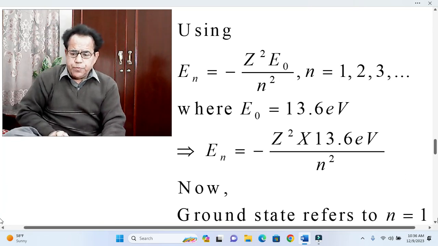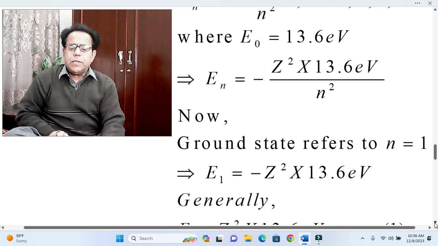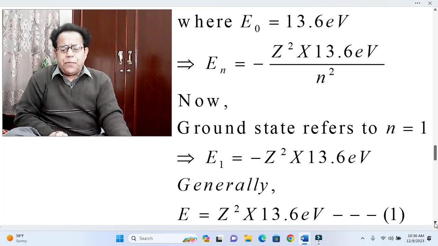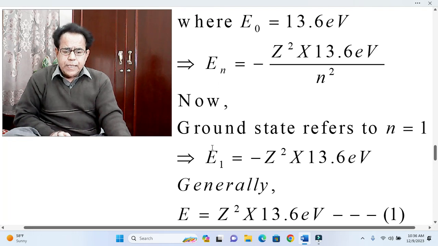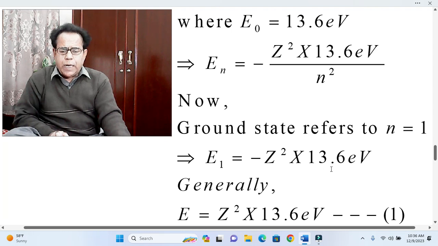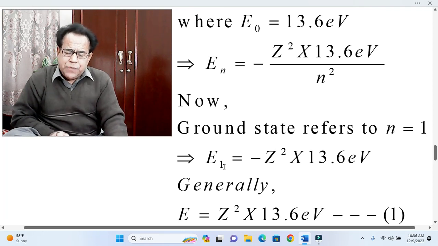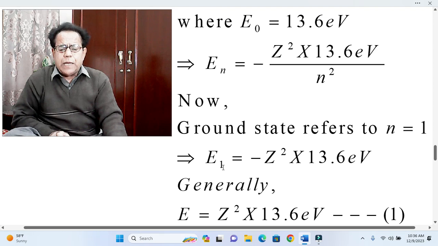Now dear students, ground state refers to N equal to 1, so we will put 1 here. This implies that E1 becomes equal to minus Z square into 13.6 electron volt. Because we are concerned with ground state, we will take only E1, we will not take E2, E3, E4, E5. Moreover we are going to generalize this expression in the next step.